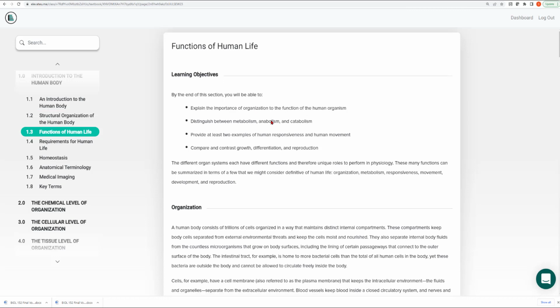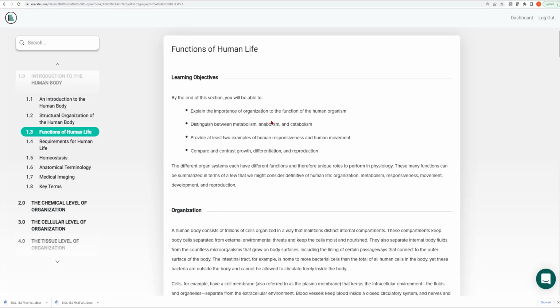The functions of human life. This is a biology course, and biology means the study of life. So it makes sense that even in an anatomy course, this is also a biology course, that we're going to be learning about the characteristics of life. What does it mean to be alive?